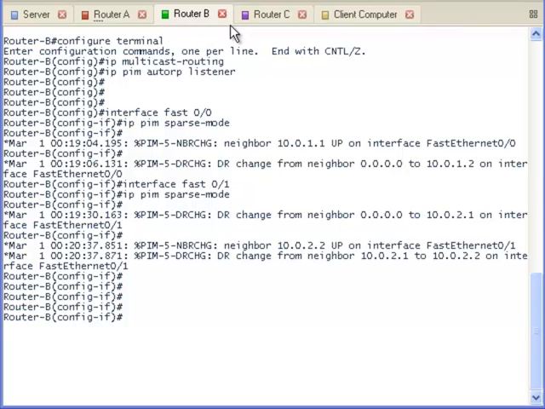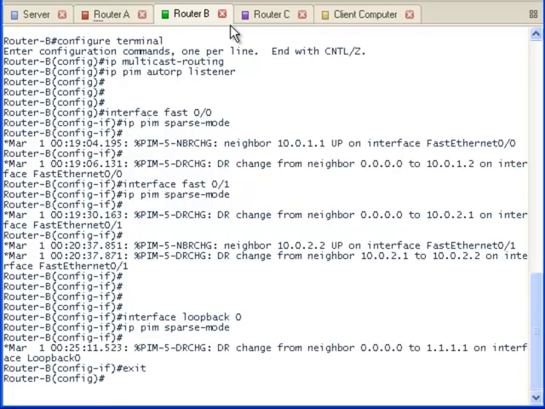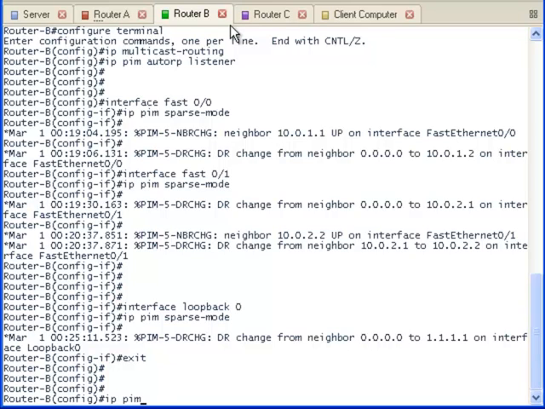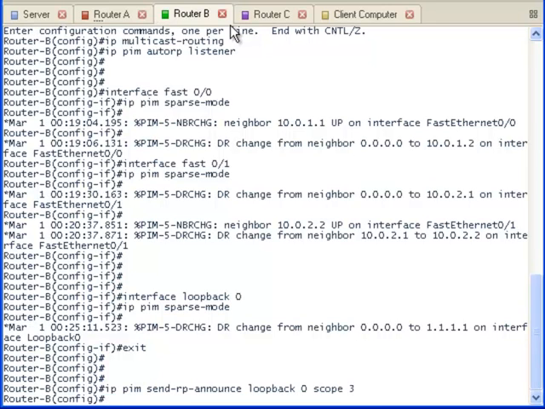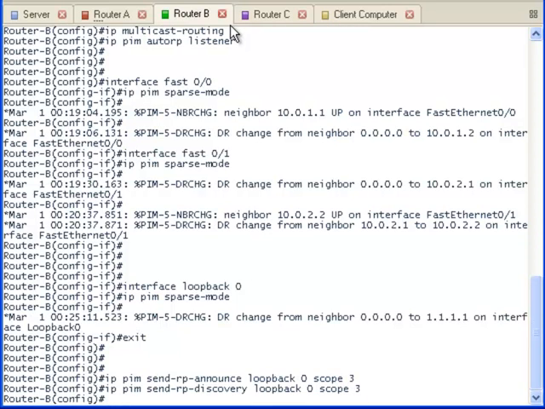Now that we have configured the routers for sparse mode multicasting, it is time to perform the third step. Router B needs the loopback interface to be configured as a rendezvous point using the IP PIM SendRP announce command. We will use a scope of 3 so that this will only influence routers that are within 3 hops away. And next, the mapping agent with the IP PIM SendRP discovery command. Its job will be to tell everyone where the rendezvous point is.